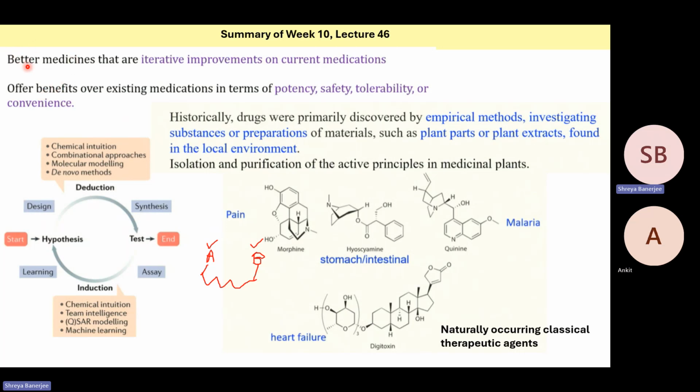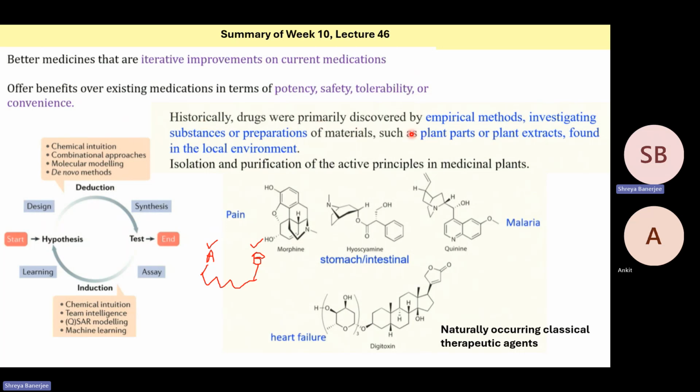When we say better, that means there can be benefits like the potency, that is how much it can reduce a disease or its symptoms, the safety, that is the toxicity in our body, the tolerability, that is how much we are able to tolerate the side effects, or the convenience, that is something which can be orally ingested is much more convenient than something which needs to be injected into the bloodstream. So these are all qualities that can be improved in drugs.